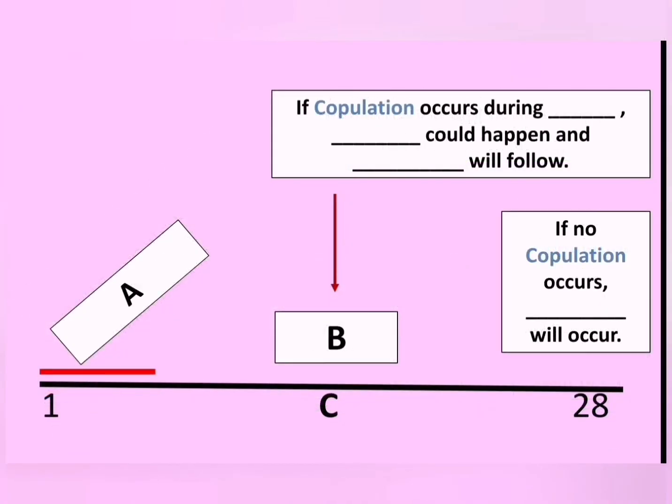I might in an exam or an assessment ask you a diagram like this, the timeline of the menstrual cycle, and then just say fill in the blanks. So A would be menstruation, B would be ovulation, that happens on day 14. And then if copulation occurs, there will be fertilization, there will be pregnancy, and no menstruation will follow.